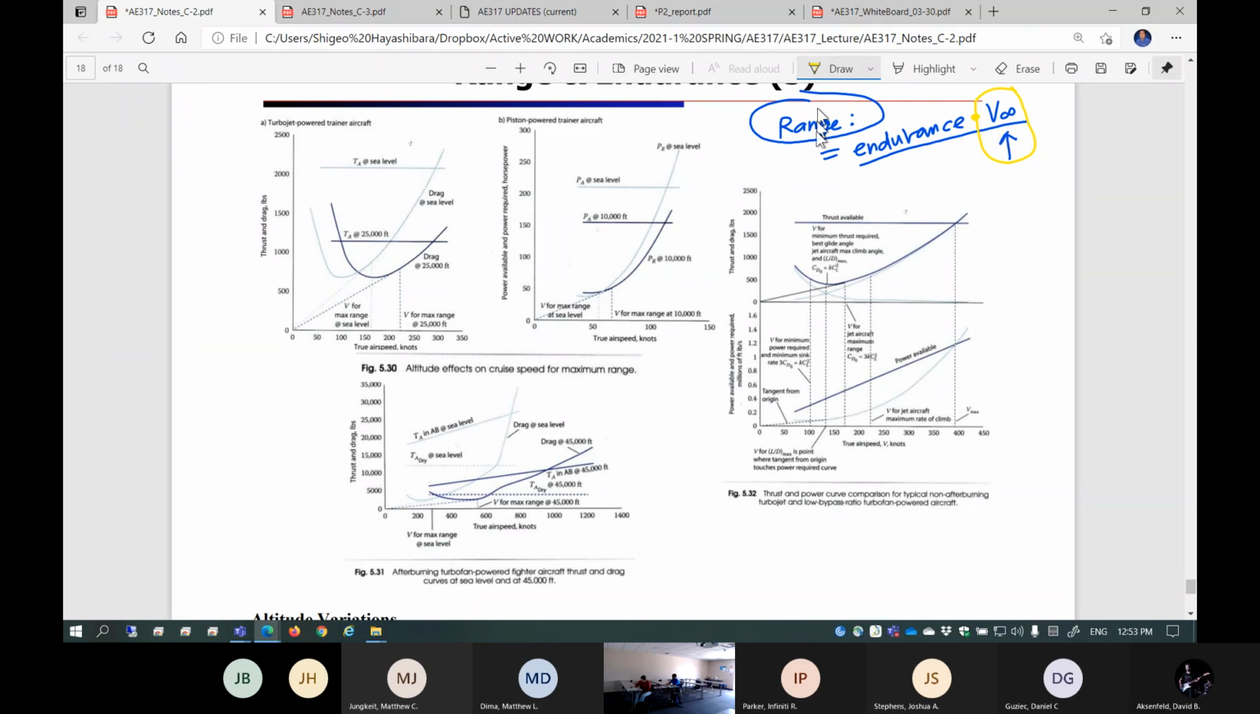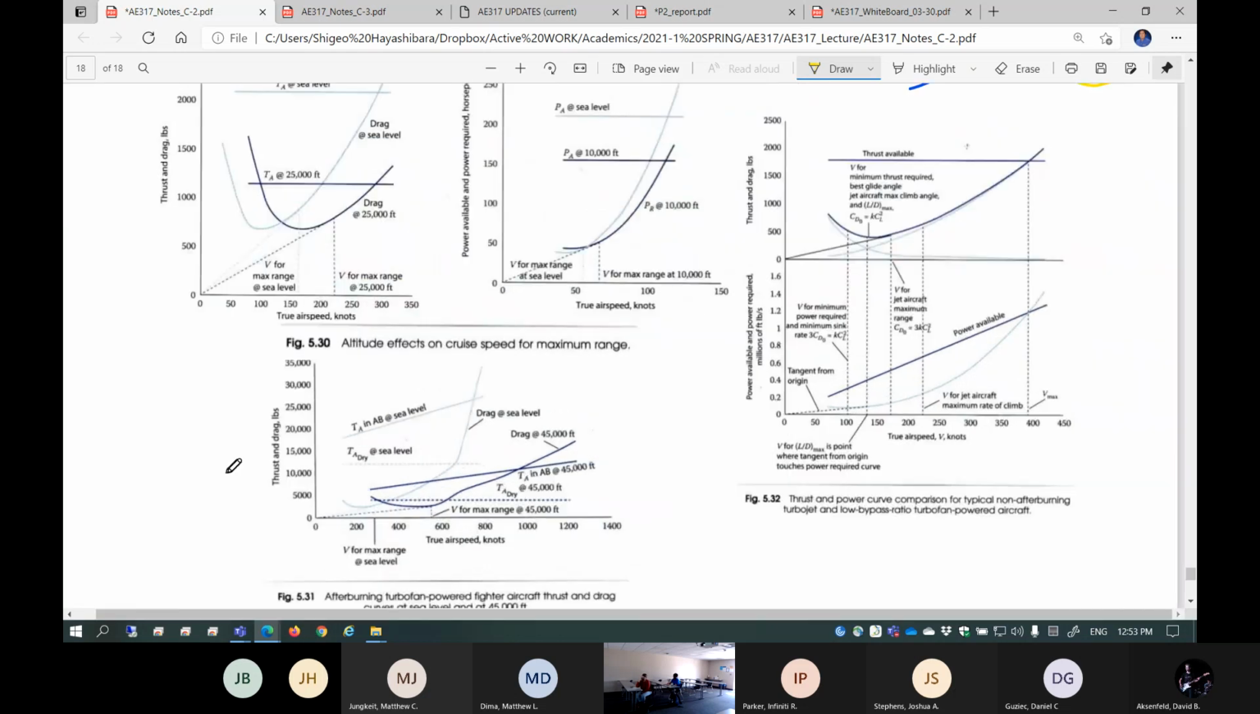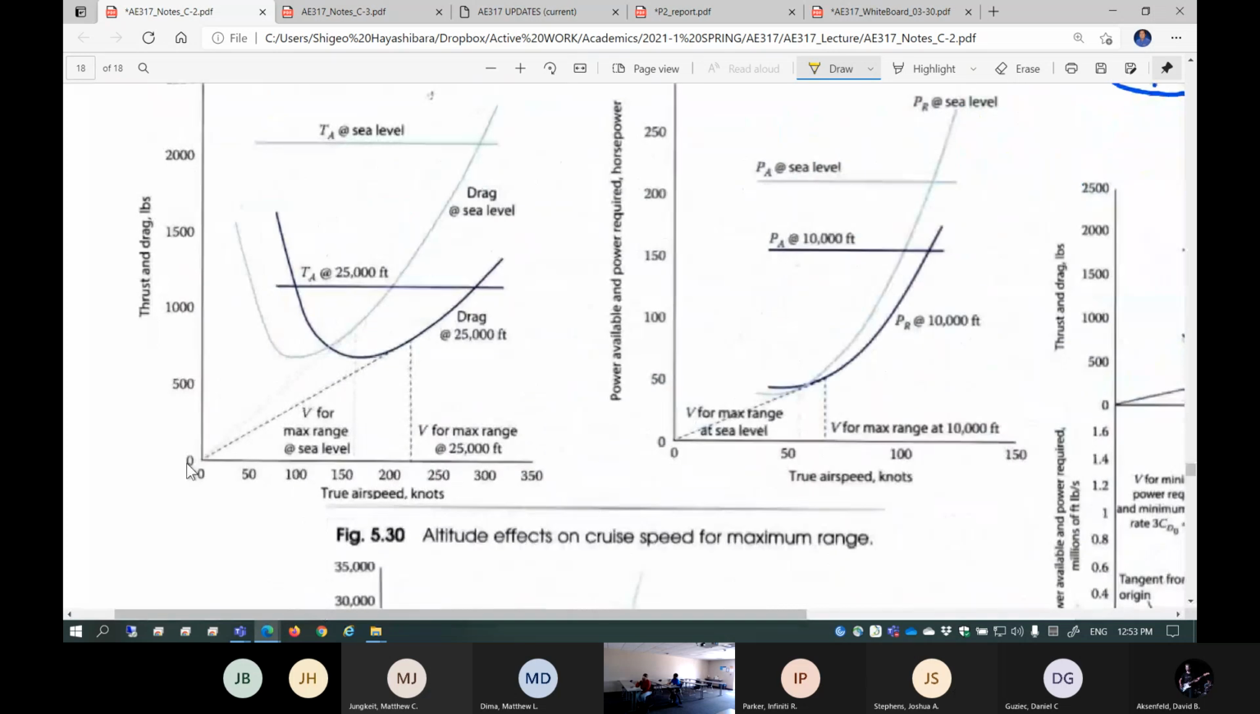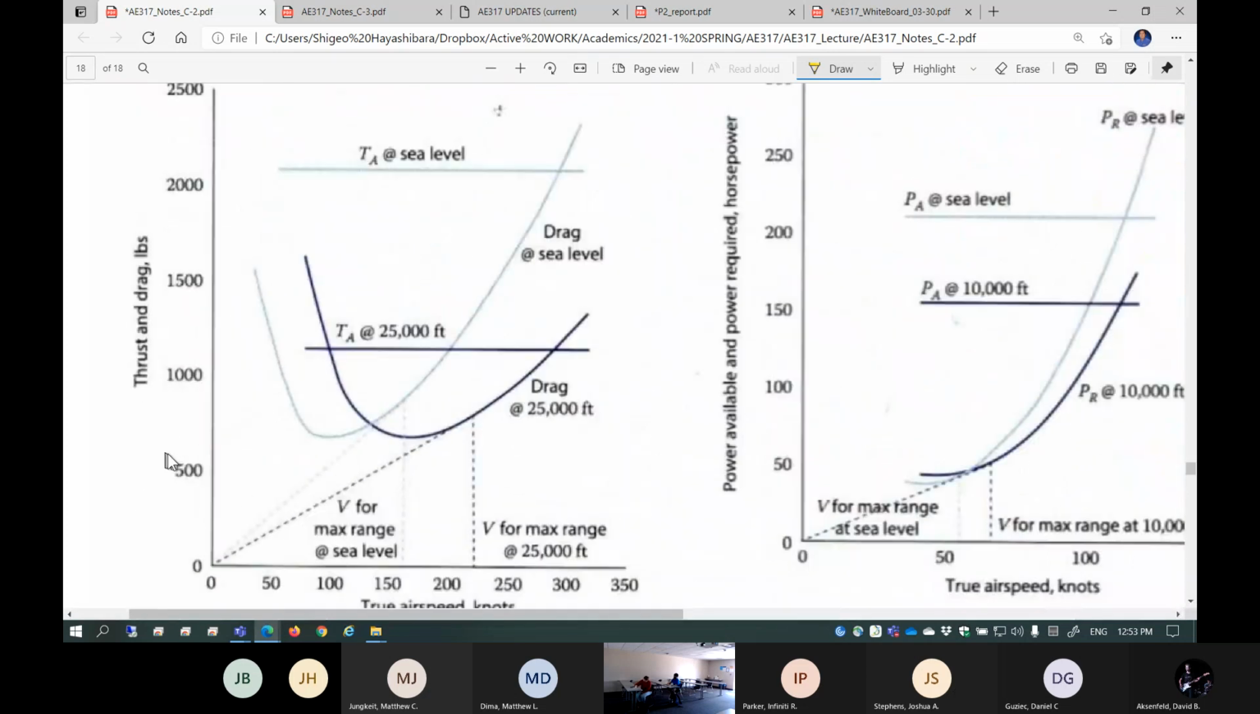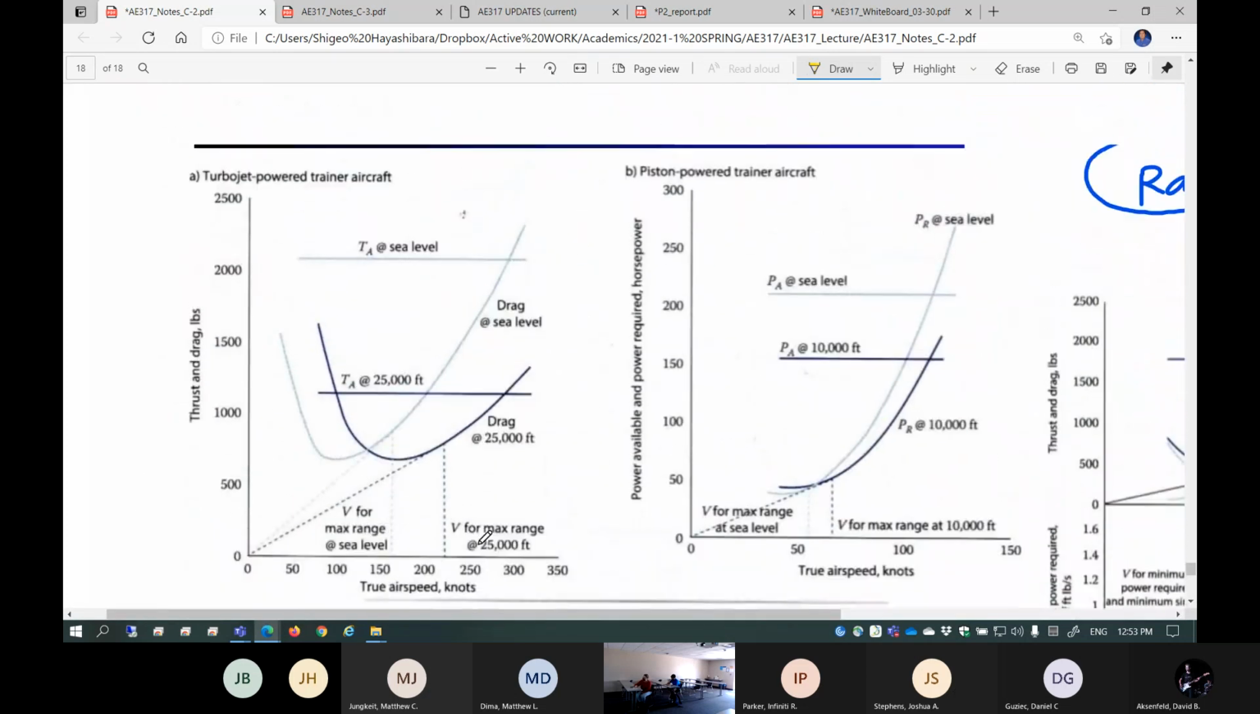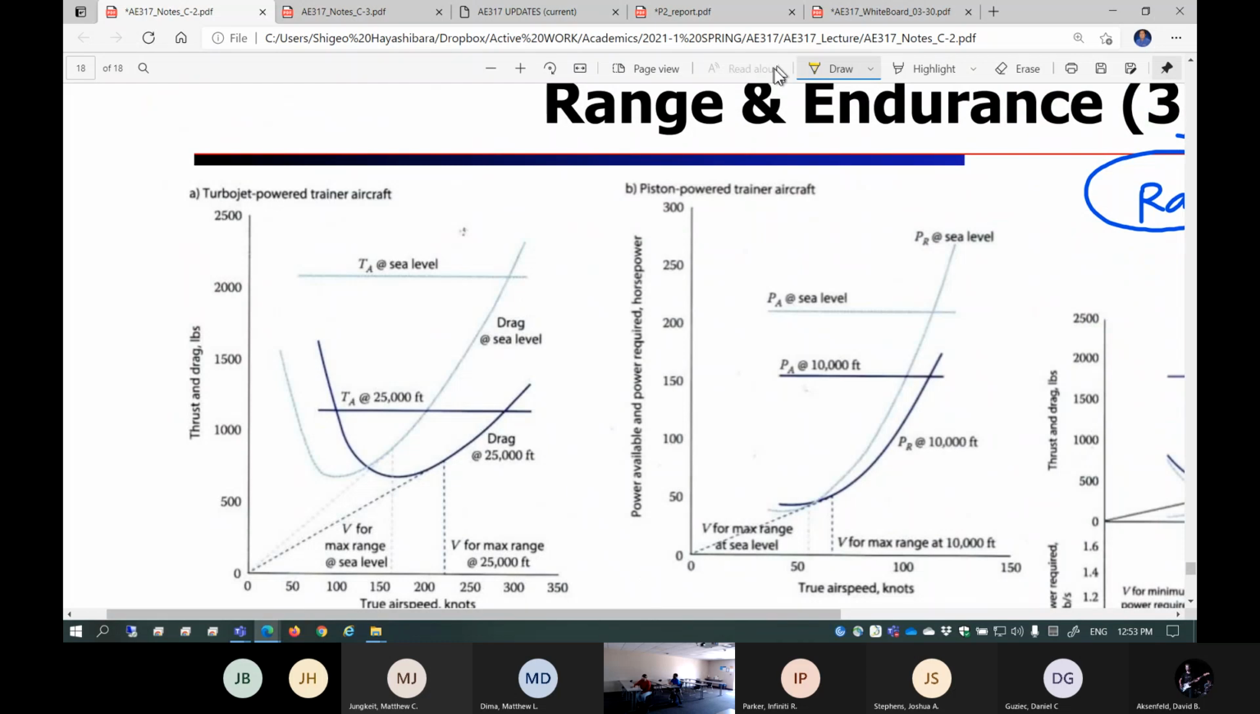Now that's something we can call, hey, let's fly at higher altitude to maximize the range. We can do that. Okay? So let's think about flying at higher altitude. Let's just zoom into this part. So this is the same airplane, a comparison between sea level and 25,000 feet altitude. If you are at sea level, this is the thrust required, or basically drag.